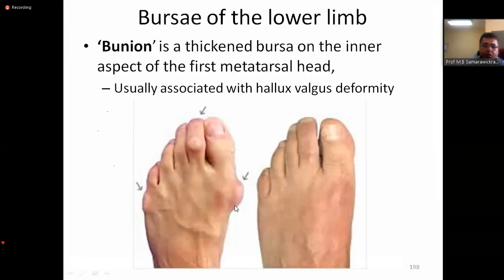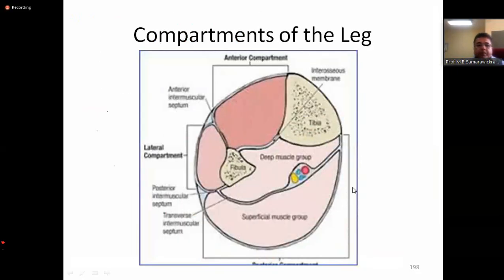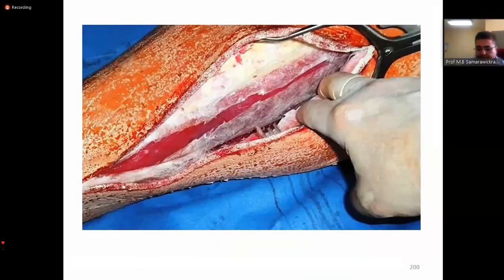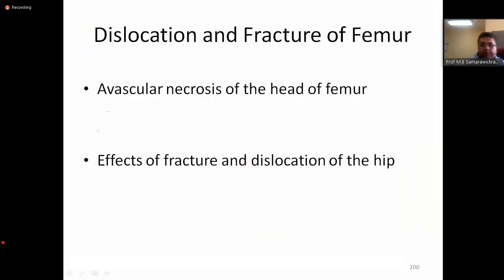Right, and this is called a bunion, which is the adventitious bursa over the head of the first metatarsal. Then you have to know the compartments of the leg and compartment syndrome. So I am not going to explain this. This is the release of the compartment, making an incision in the deep fascia, which is called decompression of the compartment, the fasciotomy.